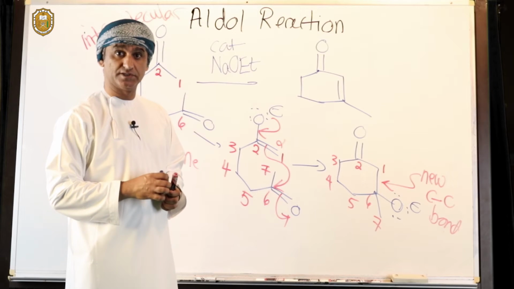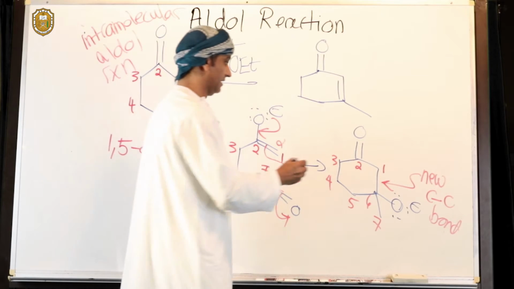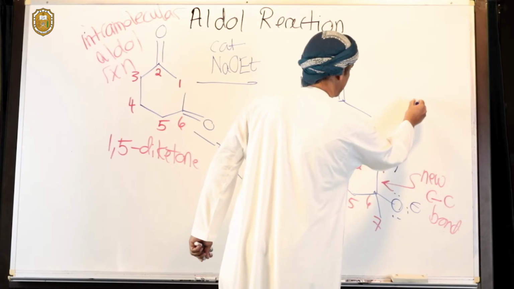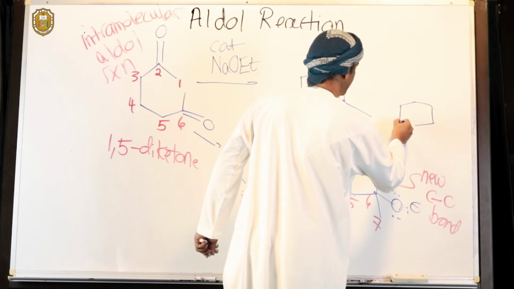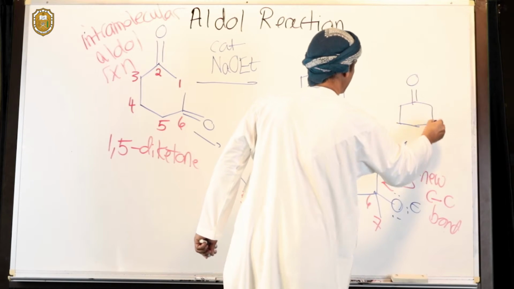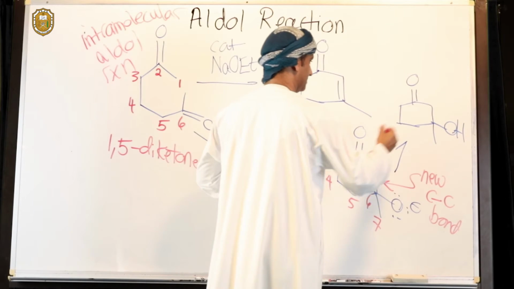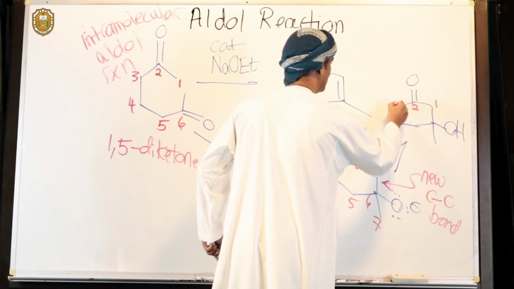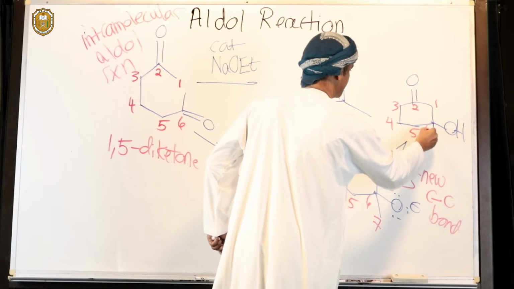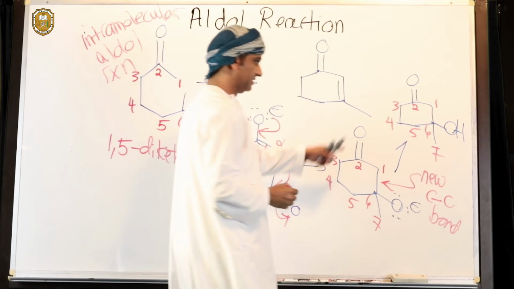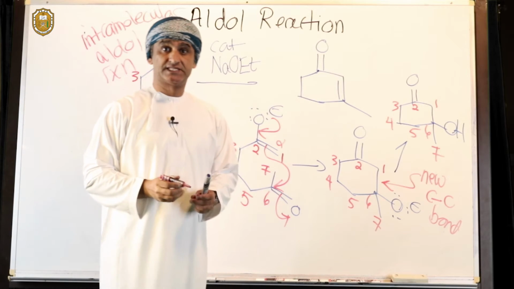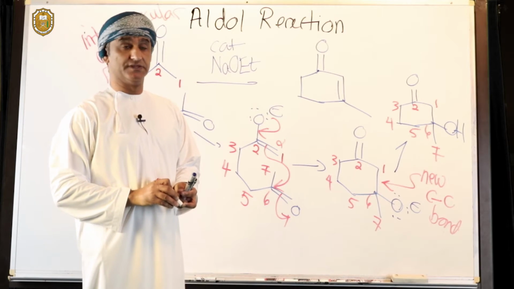This beta-alkoxy ketone should undergo protonation to give a beta-hydroxy ketone initially. So this is the initial aldol product. We can put the numbers again. Number 1, 2, 3, 4, 5, 6, 7. And again, it's the C1, C6 bond that is the new bond that's formed in this reaction.